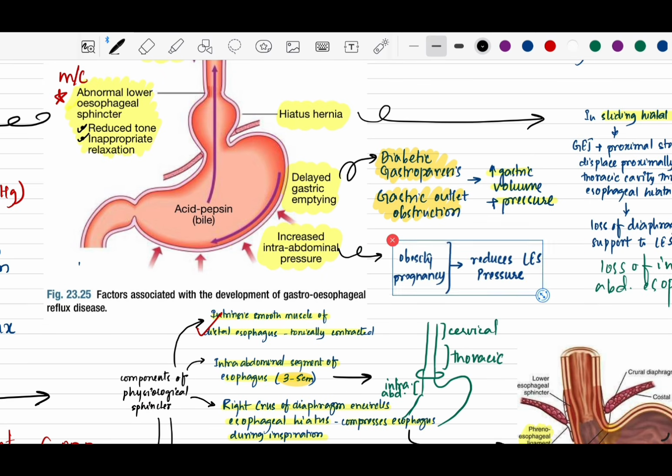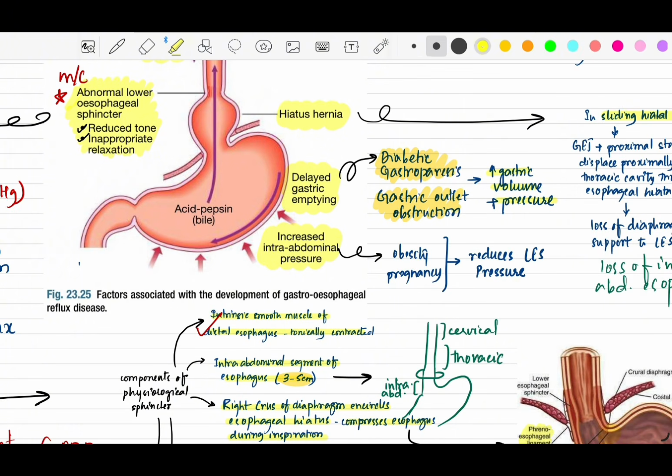It is seen in conditions like obesity and pregnancy, and these reduce the lower esophageal sphincter pressure.